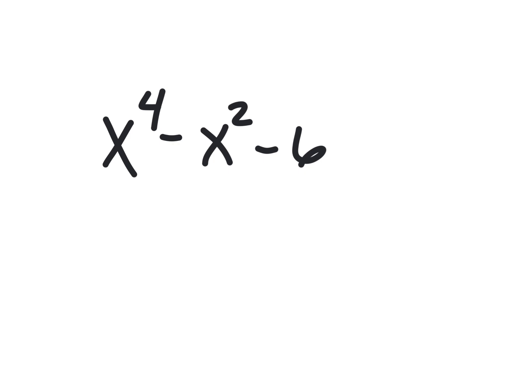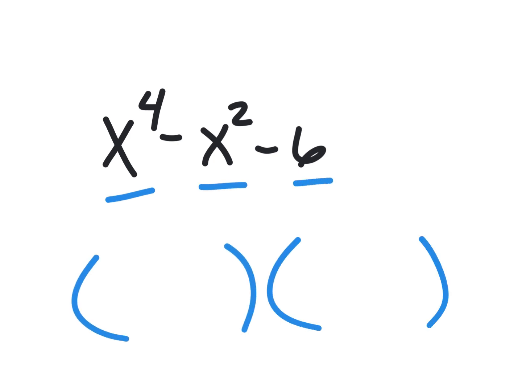Some things you can count on. If there are 3 terms like this, then you know there's 2 sets of parentheses. Yes. That's something that just always is true. Okay? Next thing that you can count on. These 2 need to multiply out to x to the 4th.